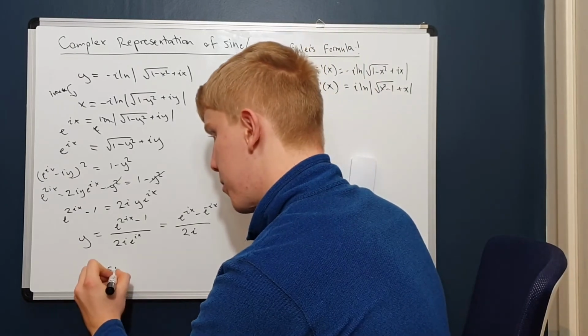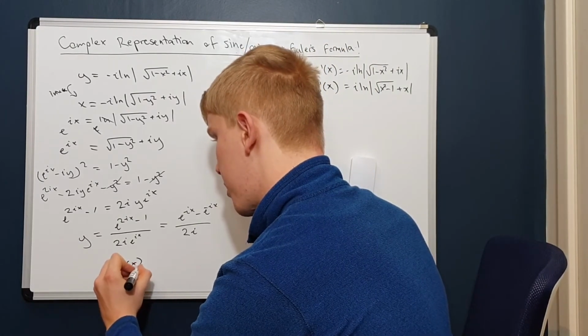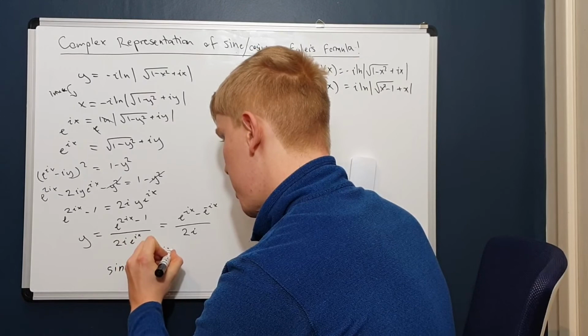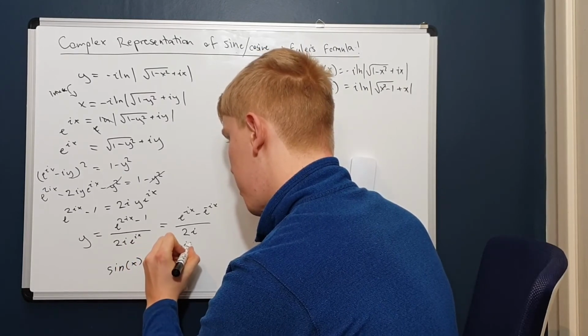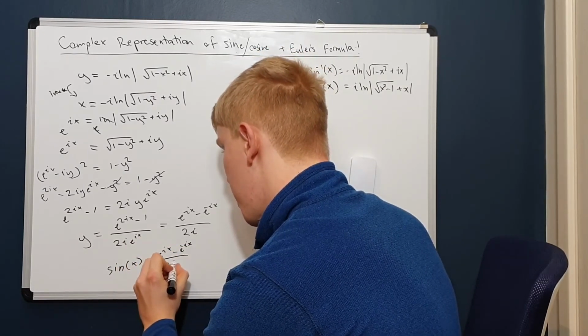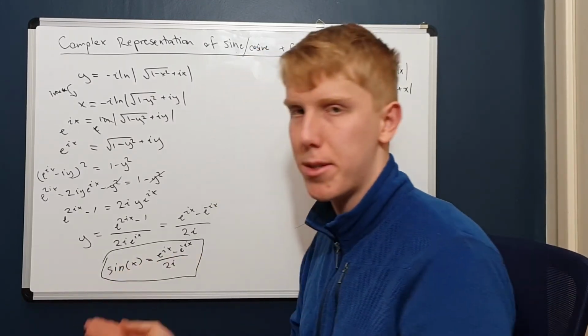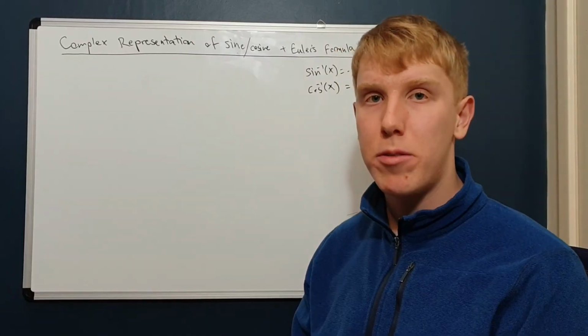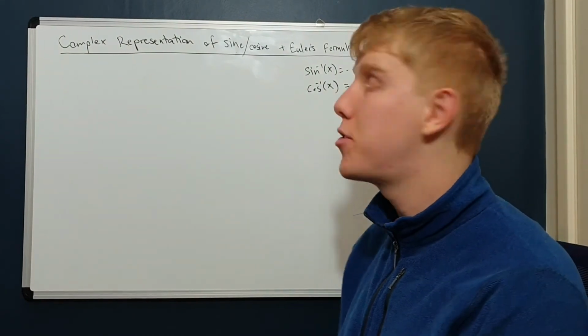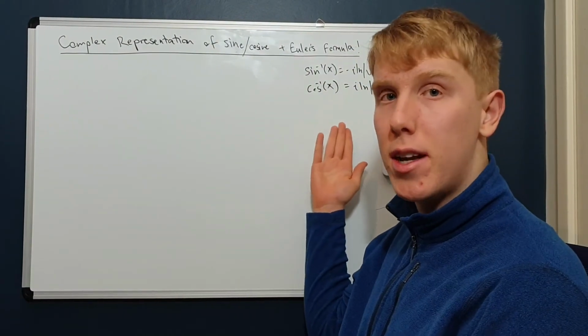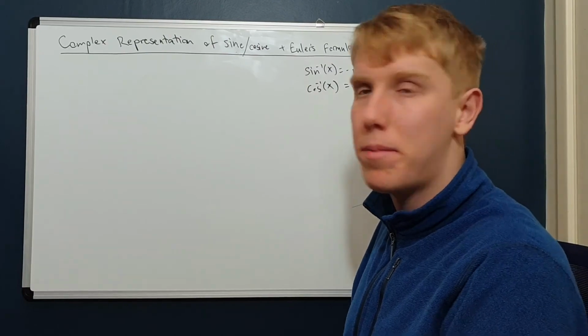We have derived the fact that sine of x is equal to e to the ix minus e to the negative ix over 2i. And you should be familiar with this expression if you've studied complex numbers before. Next, we will apply the exact same strategy to find the cosine of x, and I'll probably just speed this bit up.